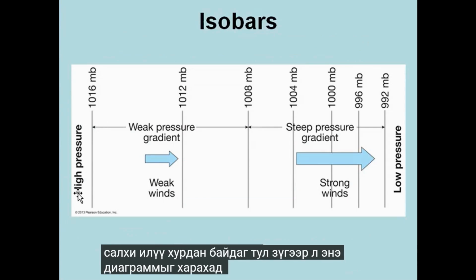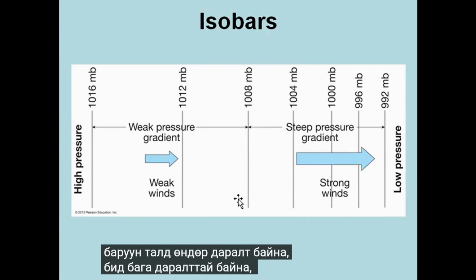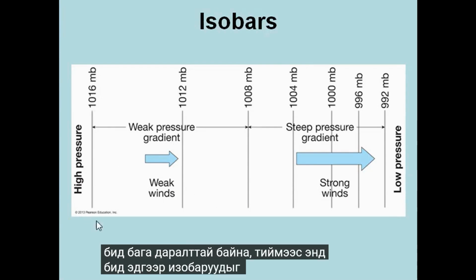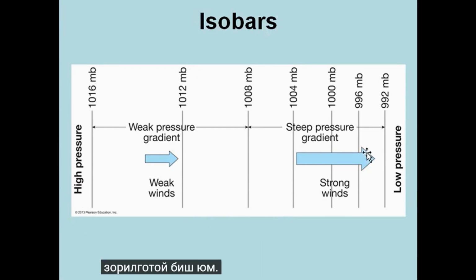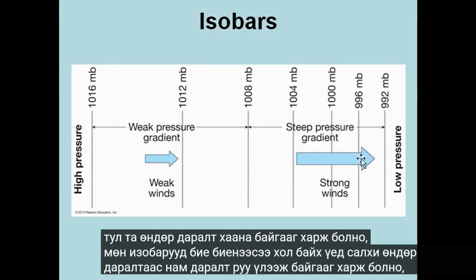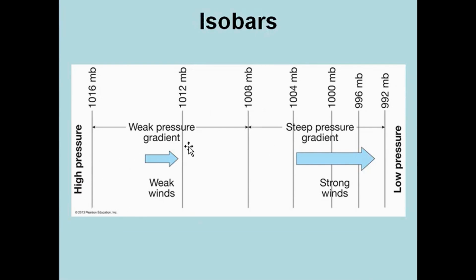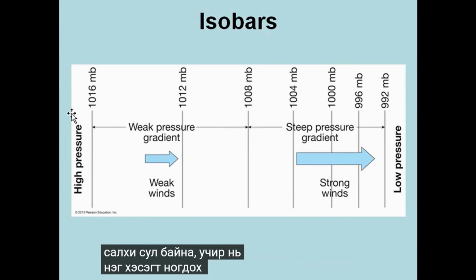So just looking at this diagram here, on the left hand side we have high pressure, on the right hand side we have low pressure. The isobars aren't drawn straight like this, this is just for visualization purposes. Here we have 1016 millibars. On the right hand side we have 992 millibars, so you can see where high pressure is, and you can see that the wind would be blowing from high to low pressure. Well, when the isobars are further apart from one another, we say that's a weak pressure gradient, and therefore the winds are weak because the differences in pressure per area aren't that great.